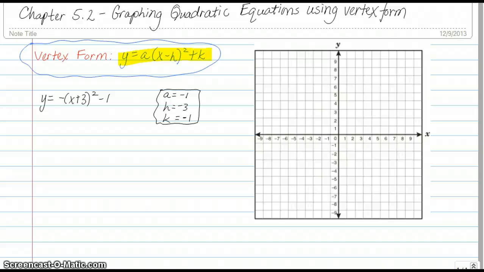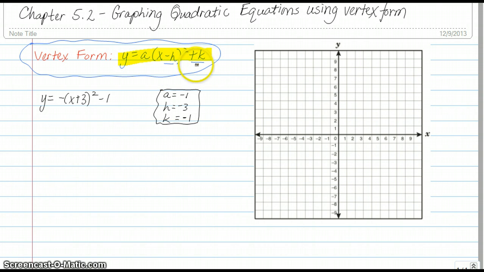Okay, this is a short video on chapter 5.2, graphing quadratic equations using vertex form. Vertex form is y equals a times, in parentheses, x minus h squared plus k. One of the things that's really important to keep in mind is this pattern, which is minus h plus k.